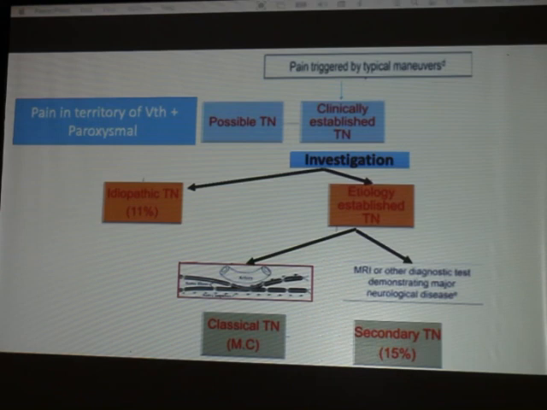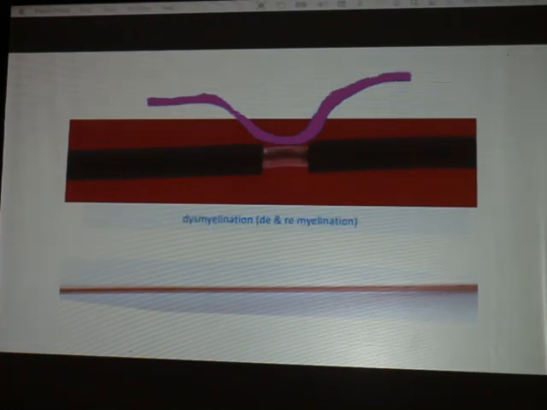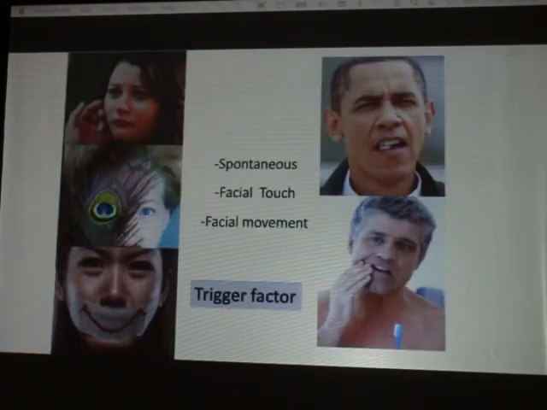The initial management of this is basically medication, but if the patient is not controlled with medication, there are certain other treatments we'll see in the next few slides. This is the most common cause of trigeminal neuralgia. There are certain other causes, like meningioma or other pathology, which cause irritation of the trigeminal nerve. The aberrant vessel causes constant rubbing of the trigeminal nerve, which causes demyelination and remyelination, and which further causes the pain in the distribution of the trigeminal nerve.